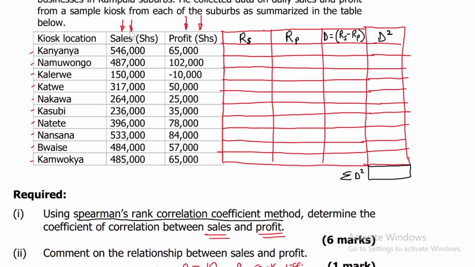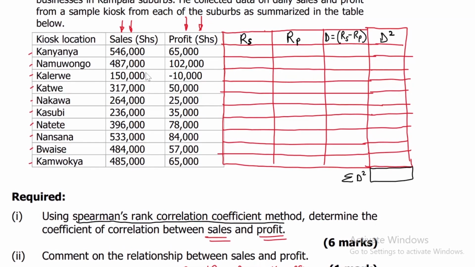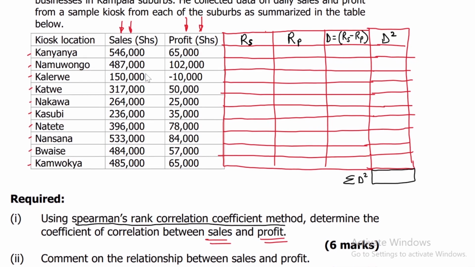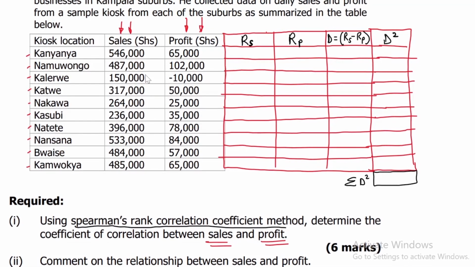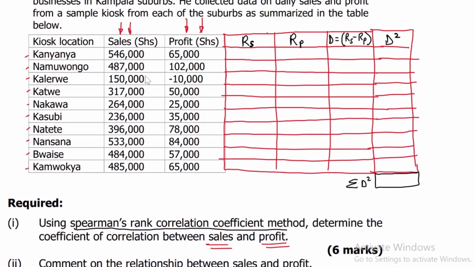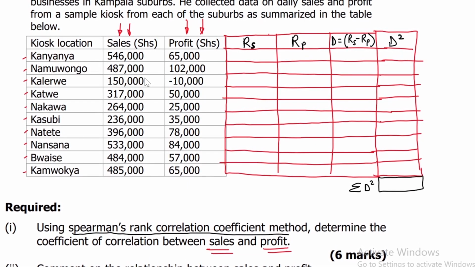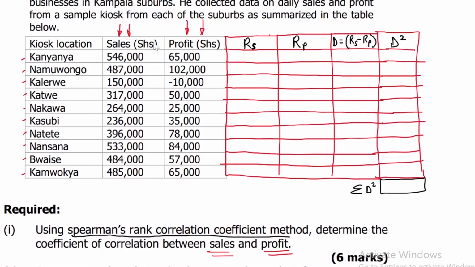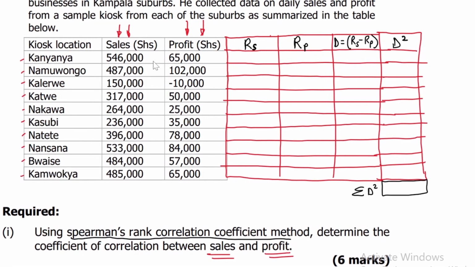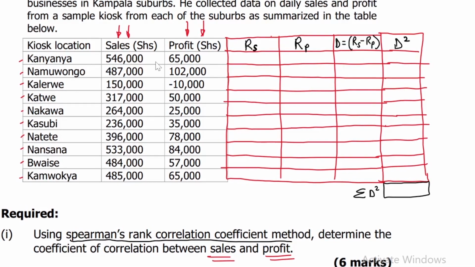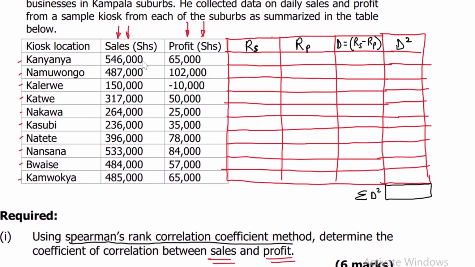What is our ranking? Now when we look at the sales column, we can choose the rankings. Either we can rank these numbers beginning from the biggest to the smallest, or from the smallest to the biggest. Whatever order you choose, you will get the same answer. So if you're going to rank from the smallest to the biggest, make sure that is the order you follow.